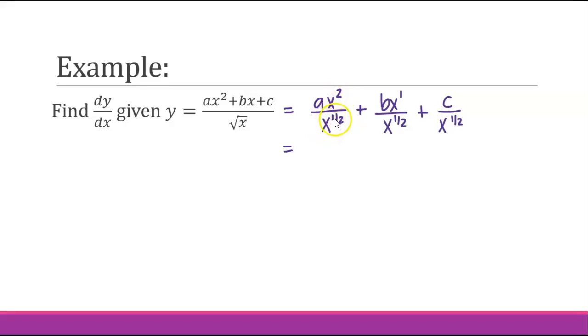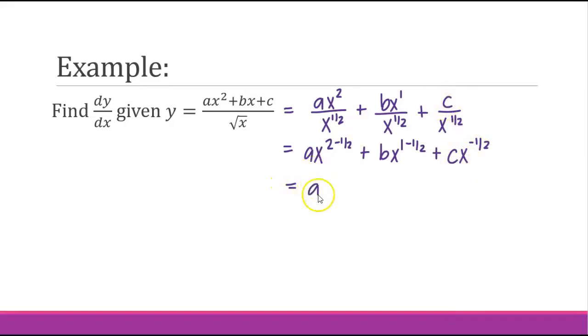If I move the x to the 1/2 to the numerator, it becomes x to the negative 1/2, and then I add those exponents. So what's really going to happen sort of all at one time, so this is going to become ax, and we have 2 minus 1/2, plus bx to the 1 minus 1/2. So I'm subtracting the bottom exponent from the top exponent. And then plus c, and then this last part just becomes cx to the negative 1/2.